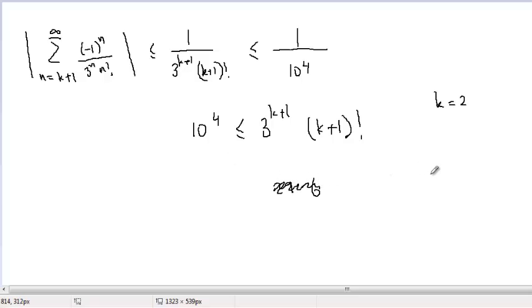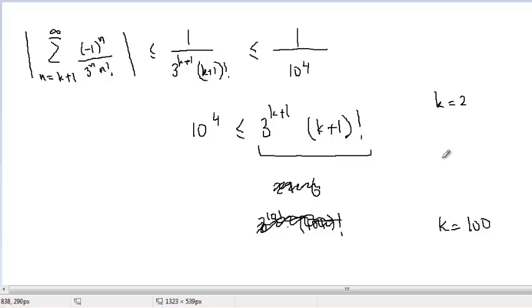At the same time, if I choose something very big like k equals 100, then definitely 3 to the power 101 times 101 factorial will be bigger than 10 to the power 4. So it is my goal to find the smallest such k where this inequality holds. So now we have to do a little bit of trial and error, and we will find this number. So once you play with it a little bit, go ahead and plug in some numbers.